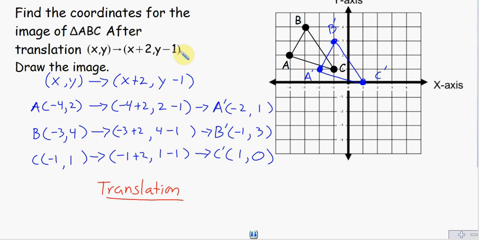And now you can see from the notation up here that you are, in fact, moving up, down, left, or right. We moved to the right 2, and we moved down 1. Right 2, down 1. You can see that from the image. Right 2, and then down 1. Right 2, down 1. So there we go.